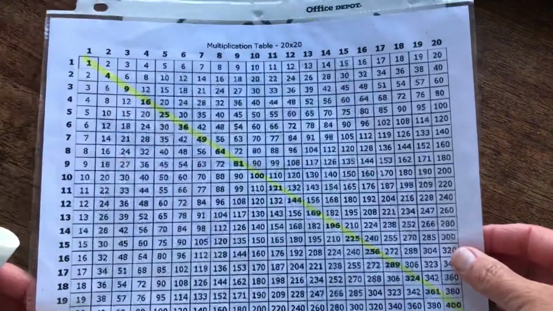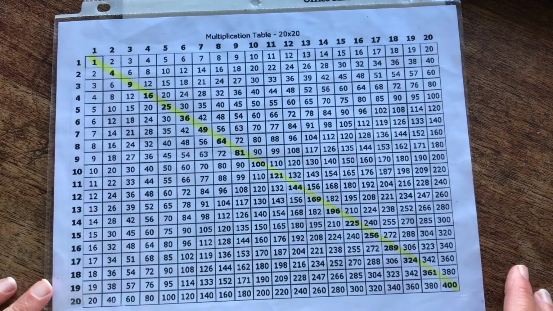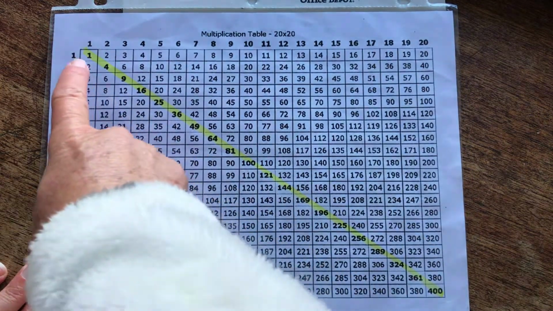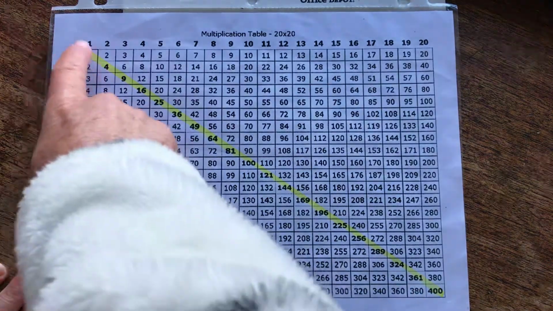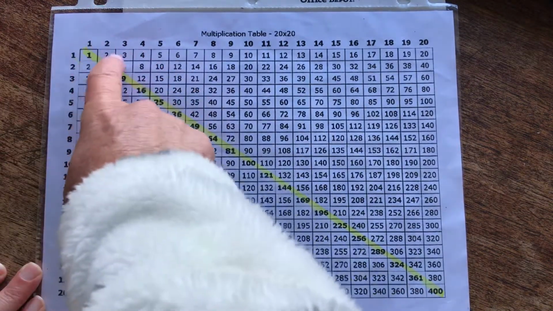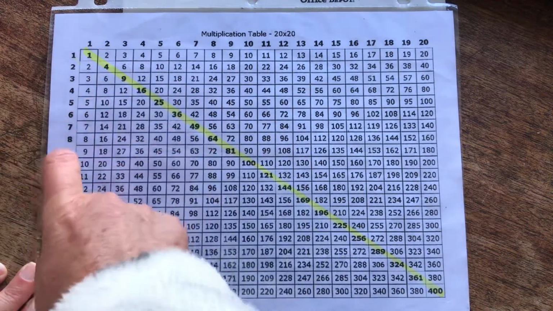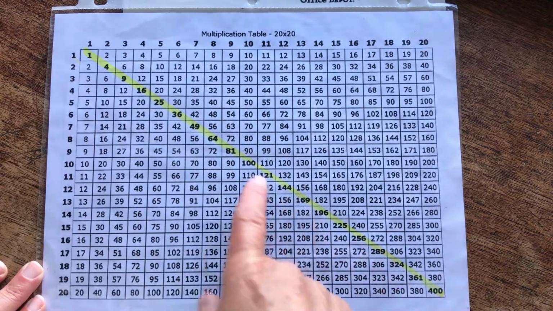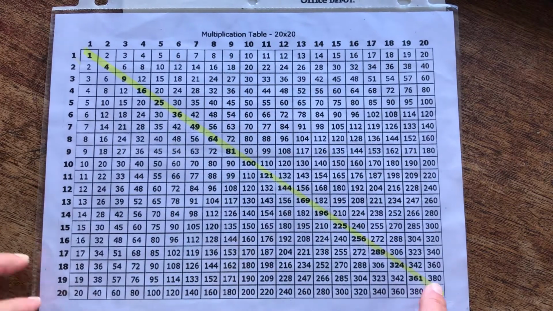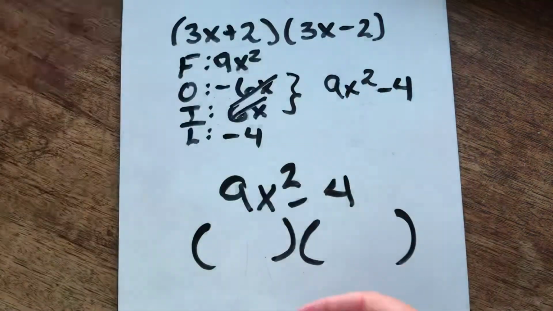So maybe printing out a multiplication chart for most of you would be very handy. You can see the squares are right on the diagonal. So 1 times 1 is 1. 2 times 2 is 4. 3 times 3 is 9. 4 times 4 is 16. And so on. We're going to use these to help us identify a difference of squares. So let's put that over here.